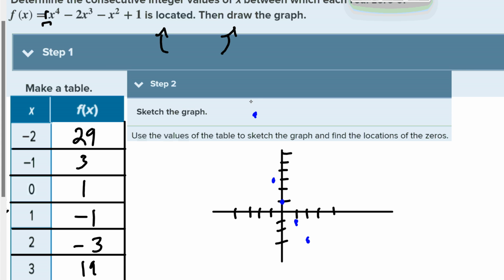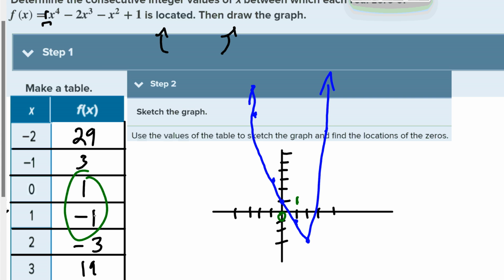So this is going to curve back around. It looks kind of like a straight line, but it's not, right? So it comes down through here, comes down, hits this one, comes down, and then it kind of turns. And then, by the time we get to 3, I'm at 19, so I'm going way up there. So that's what it kind of looks like. So I can see that it crosses a couple times. Somewhere between 0 and 1, we can see it went from positive to negative. And then sometime between 2 and 3. So between 0 and 1, and 2 and 3 is where we cross.